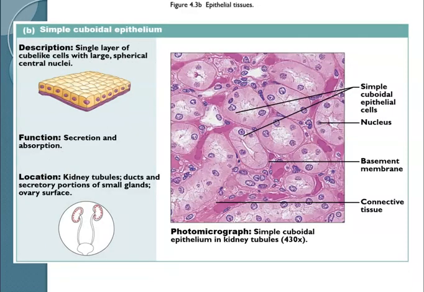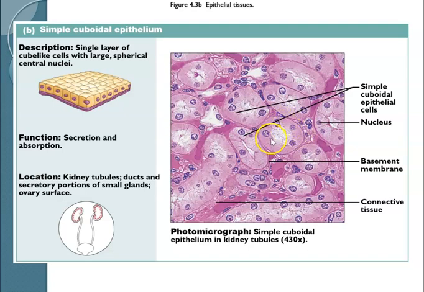Next one is simple cuboidal. So it's simple, one layer, cuboidal. It's a cube three-dimensionally, so in 2D pictures, you're going to see it as a square, more or less. For this one, imagine a piece of paper that you roll up to form a tube, that's kind of what this is. This is the basement membrane, and these are the cells within the epithelium.